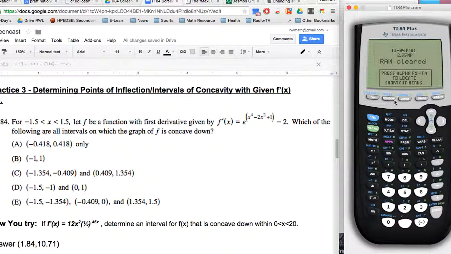I can do a few things. So let's start by putting in a function. So y equals, and I want to put in the derivative. I want to get the second derivative in that table so I can see if it's negative, it's concave down, if it's positive, it's concave up.